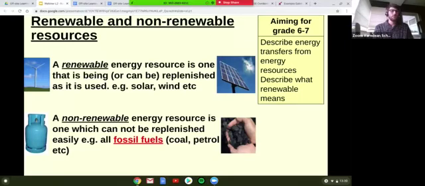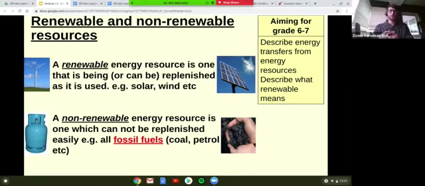Okay, so as I said to you before, you could replenish the coal stores. You could make a little store of old trees, compress them underground over millions of years, and you would form some coal there. But am I going to be able to use that coal in my lifetime? No. Are my children? No. Grandchildren? No. So it's not within any feasible lifetime that you would be able to replenish coal or any of the fossil fuels. Hence why they are a non-renewable energy resource.